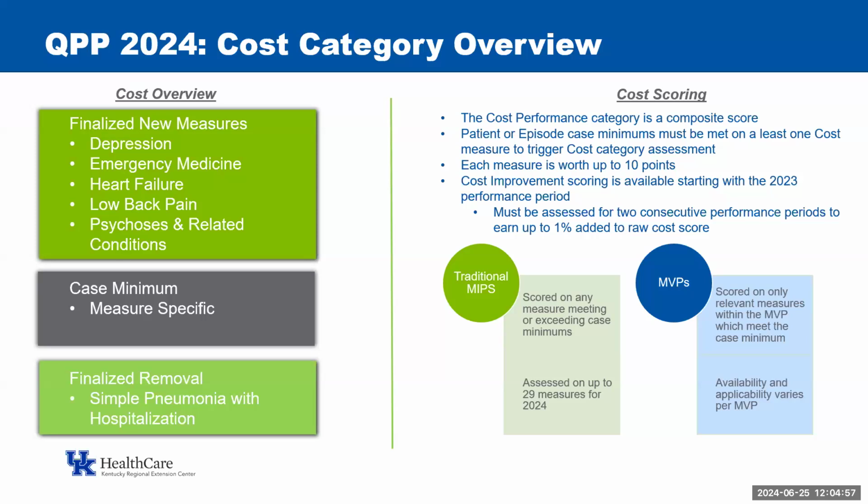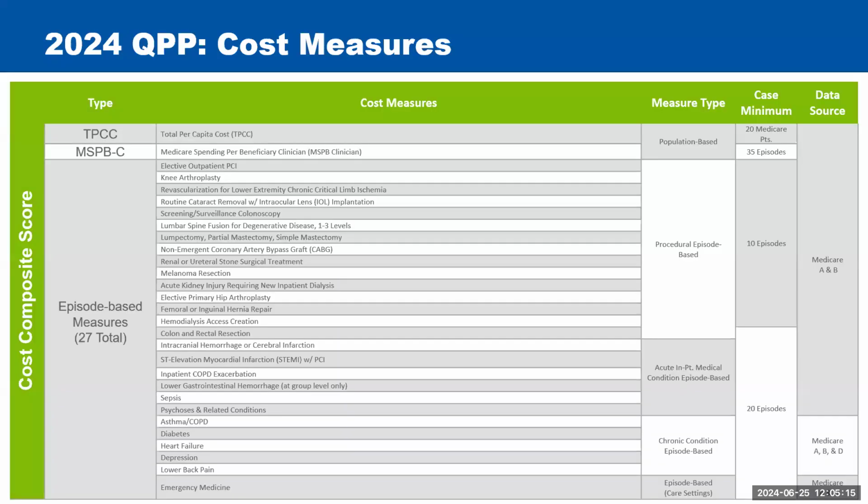So as I stated, for traditional MIPS, eligible clinicians can be scored on any of the measures that they meet case minimums for. But for those of you performing in MVPs, you will be assessed only on the cost measures that are attached with that specific MVP. So this slide here shows all 29 of the cost measures within the category. I encourage you to take a look at this and compare it with the types of procedures that clinicians are doing in your practice. This is going to give you a better understanding of which measures you might actually be assessed on.